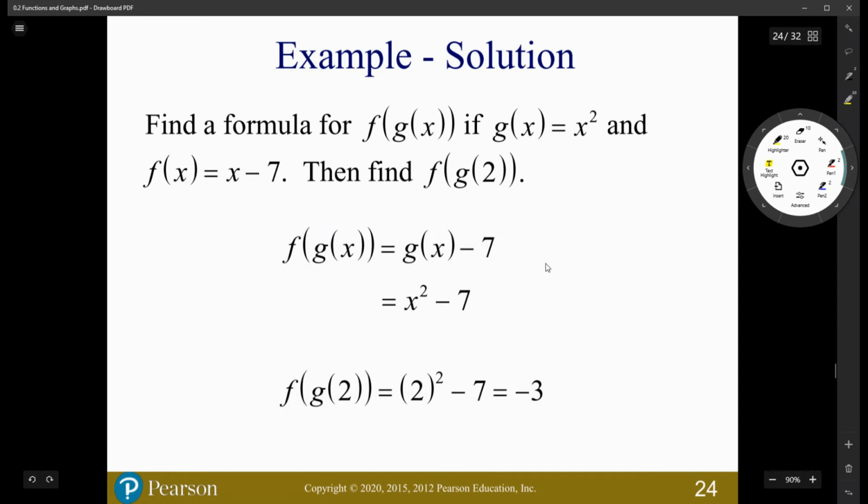Composite functions. There's the solution. Hey, we got the same thing. That's pretty cool. And that will do it for piecewise, absolute value, and composite functions.